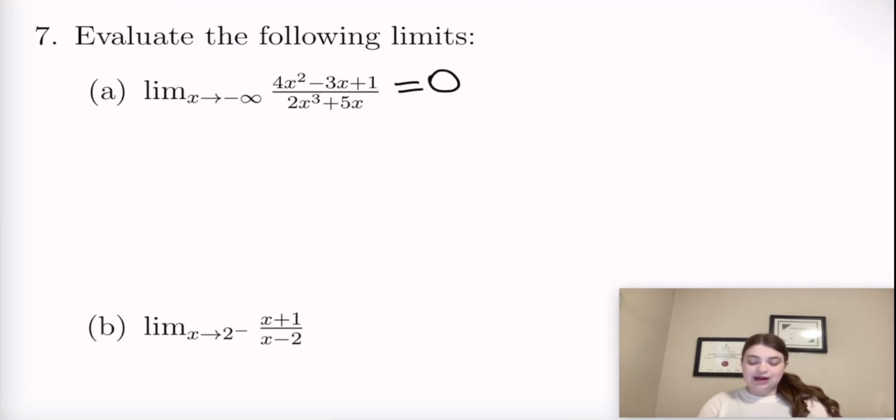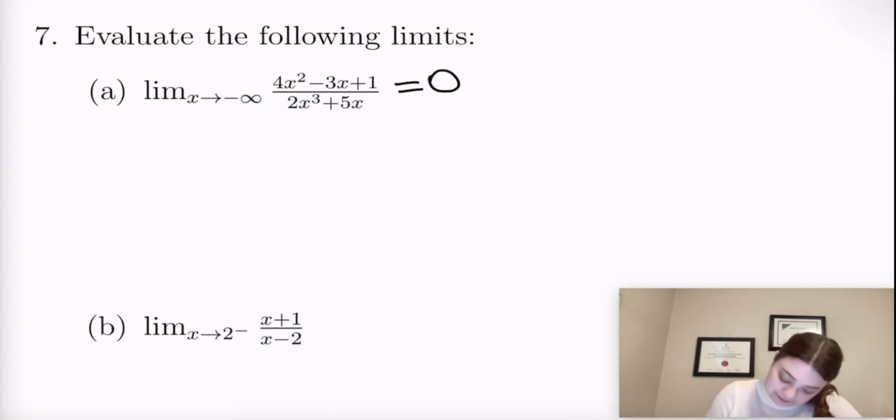However, if you're asked to write out the full steps, we don't just want to say it's equal to 0 and then call it a day. I want to show the steps for how we would prove that this must be the case. So what I'm going to do is divide every single term in the numerator and the denominator by x cubed, because that is the highest, well, it's not the highest degree term, but that is the degree without the coefficient of that highest degree term.